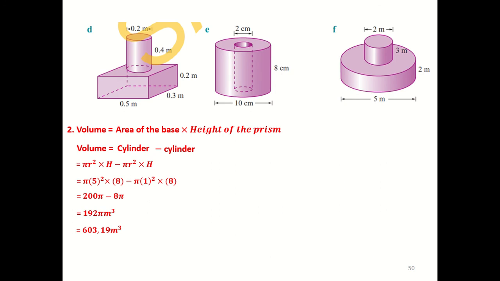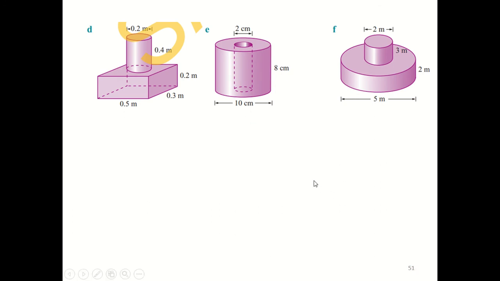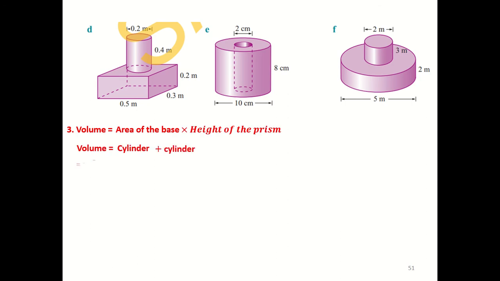The last one, obviously, it's a cylinder on top of the cylinder. You will simply find the volume of the bigger cylinder added with the volume of the smaller cylinder, and obviously when you do that, you will simply take 5 divided by 2 multiplied by 2, and you will also take 2 divided by 2 and multiplied by 3, which is 1.